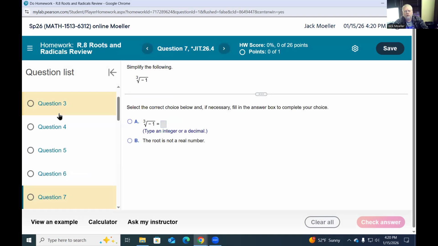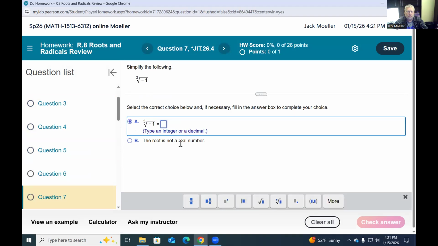This is all right. So then, going through, you're going to have some square roots to simplify and some cube roots to simplify. Again, they're going to give you that option of A or B: is this an actual numerical answer or is it not a real number? Remember, we can take odd roots of negative numbers. We can't take even roots of negative numbers to get a real number.